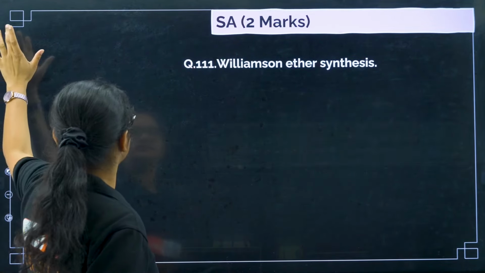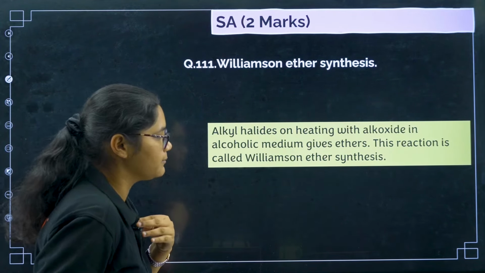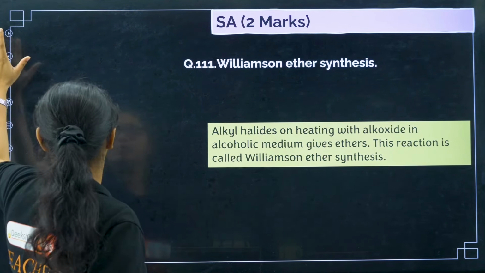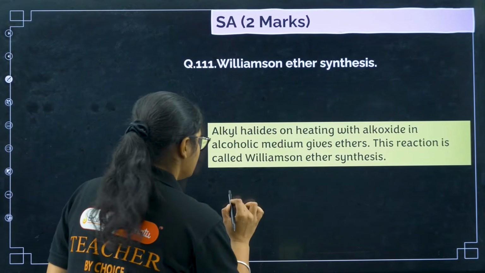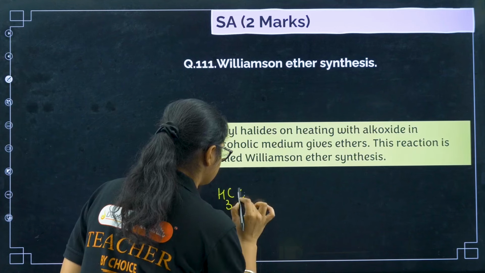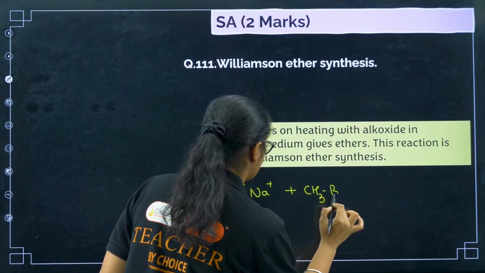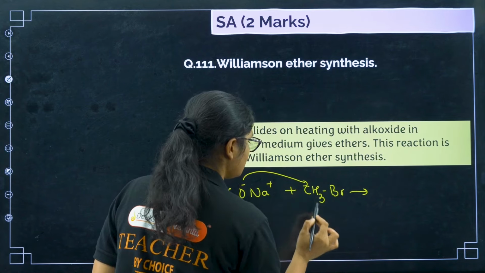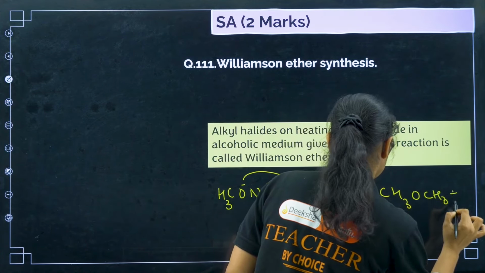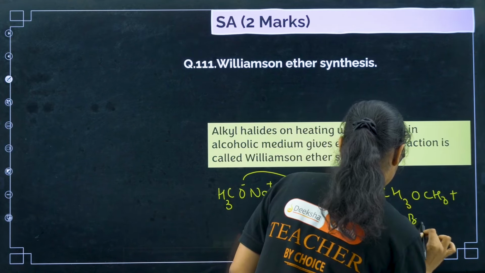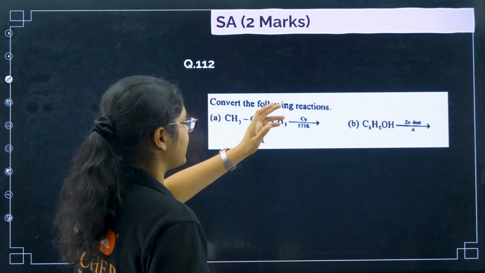Next, Williamson ether synthesis. When alkyl halides on treating with alkoxide ion in alcoholic medium give ethers, this reaction is called as Williamson ether synthesis. You can take one example like this: CH3O-Na+ reacting with CH3Br gives CH3OCH3 plus NaBr. Okay.